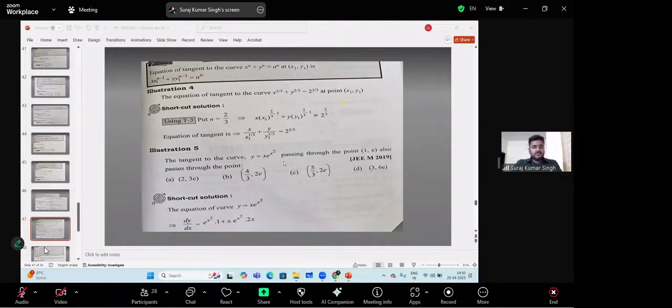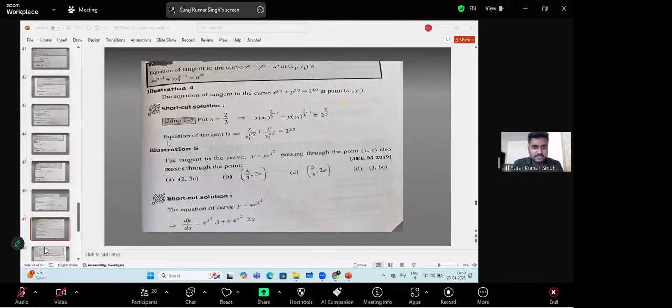The question is what? The tangent to the curve y equals x times e to the power x square, passing through the point (1, e), also passes through which point? So if you can try, then you can try this question for the JEE Main. But what I am saying to you, if we use the equation of tangent.